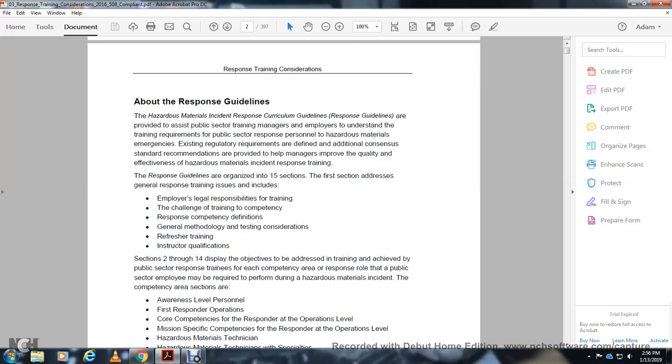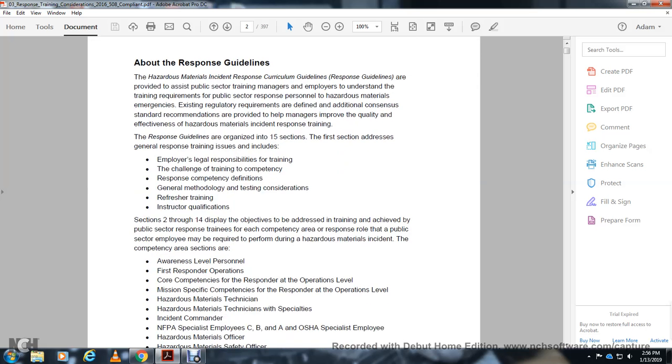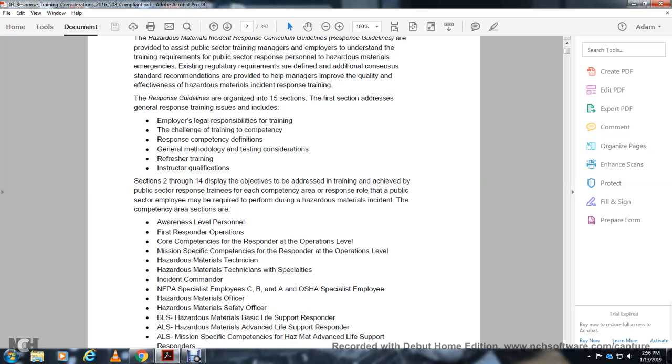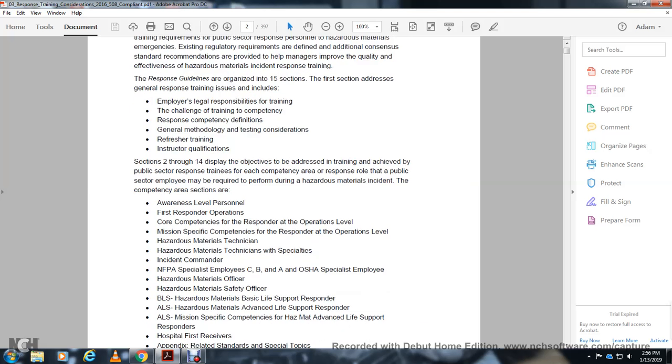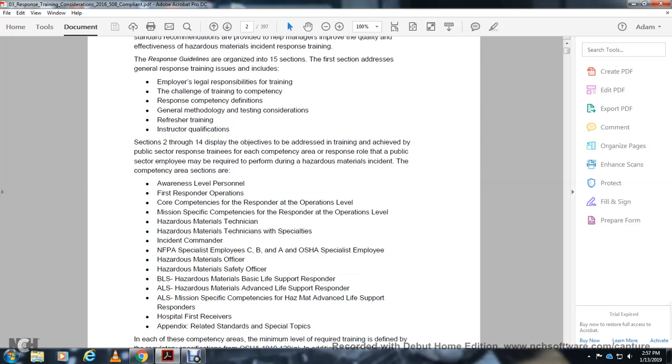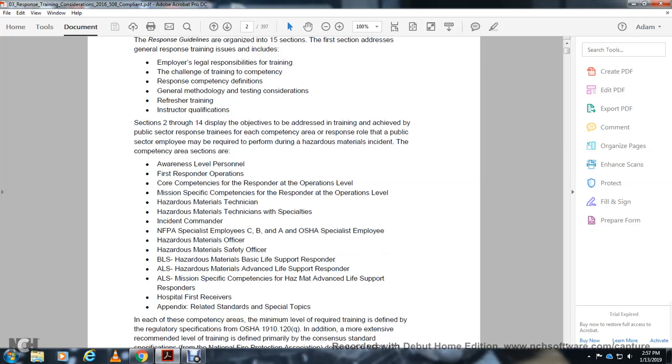The competencies or sections are: awareness level personnel, first responder at operations level core competency, first responder at operational level mission specific competency, hazardous material technician with specialties, incident commander, National Fire Protection Association specialist employee, CBA and OSHA specialist employee, hazardous material officer, hazardous material safety officer, BLS hazardous material basic life support responder, ALS hazardous material advanced life support responder, mission specific competency, hazmat and advanced life support responders, hospital first responders, and appendixes related to special topics.